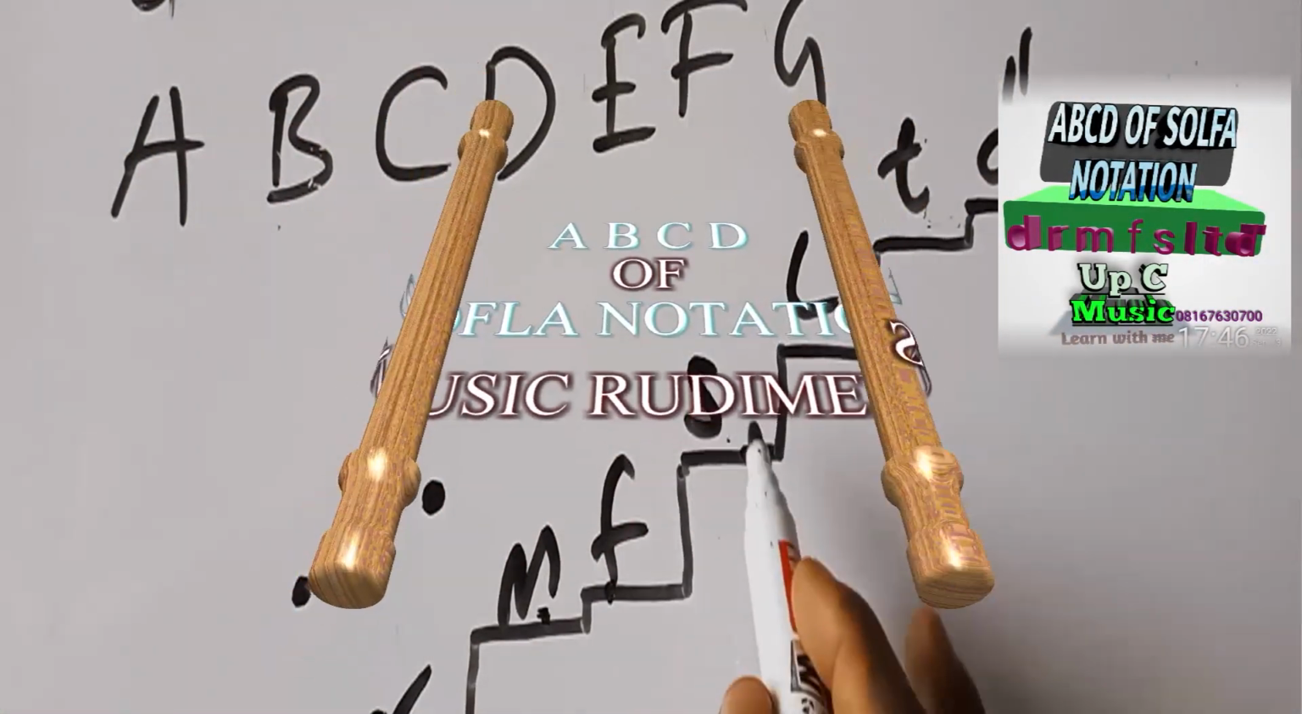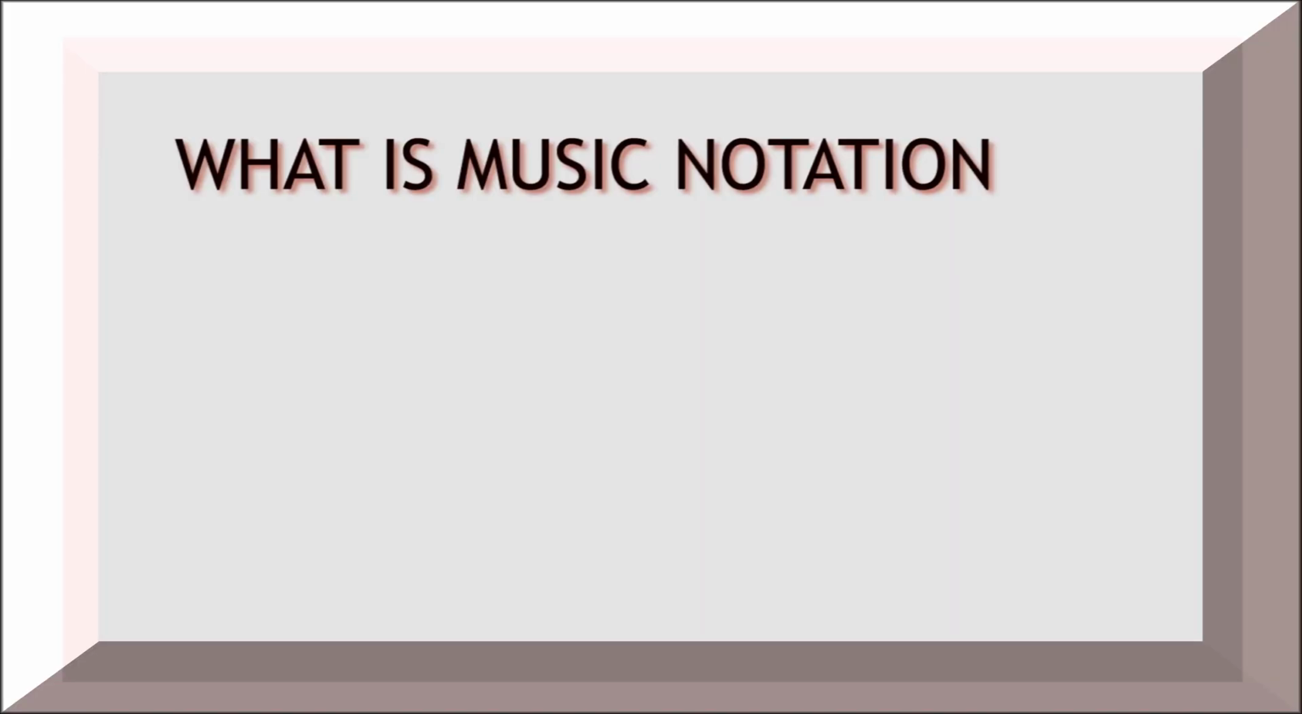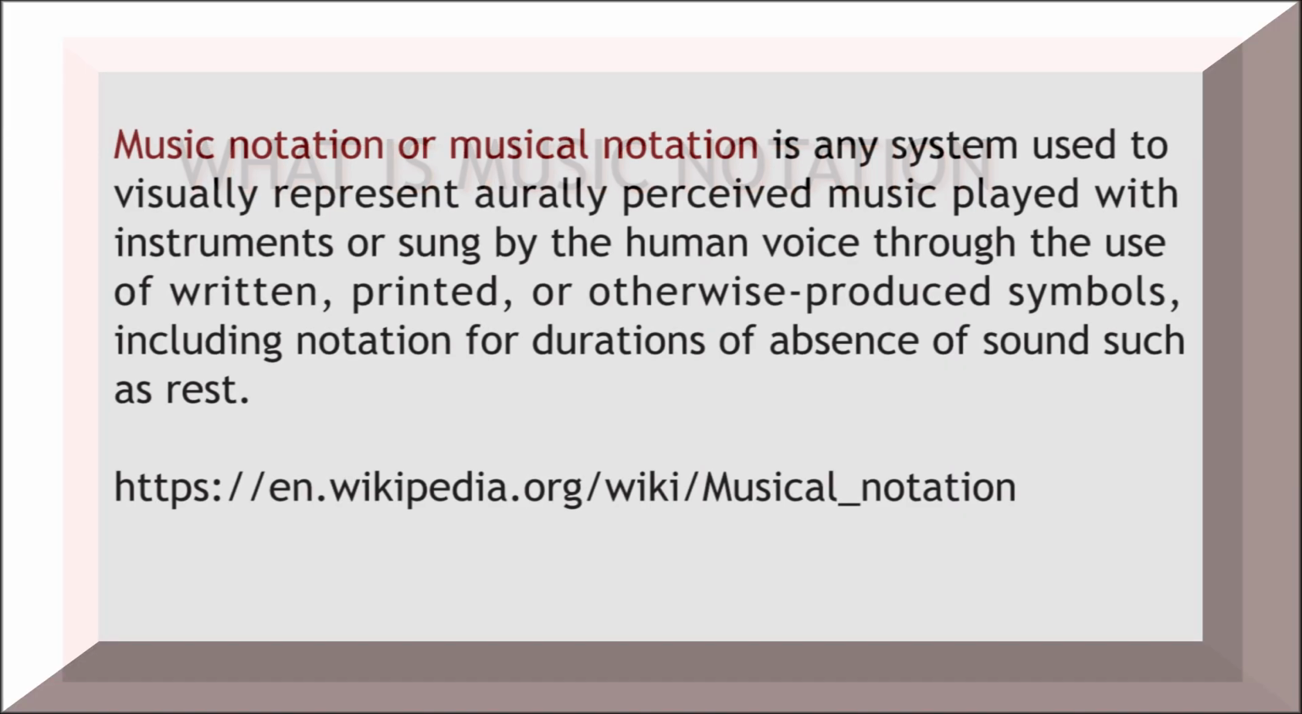Next thing we are going to discuss is what is music notation. Music notation or musical notation is any system used to visually represent orally perceived music played with instruments or sung by the human voice through the use of written, printed, or otherwise produced symbols, including notation for durations of absence of sound such as rest.